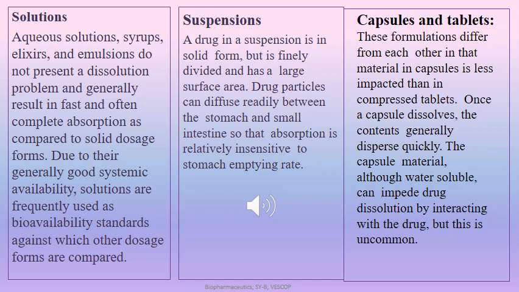So, we can say that the factors of the suspension which affect the bioavailability of the drug are the size of the particles, polymorphism, the wetting agents, the viscosity of the medium, and the presence and type of suspending agents. Then comes the powders. The factors which affect the bioavailability of a drug from powders include particle size, polymorphism, and wettability. Then comes the capsules.